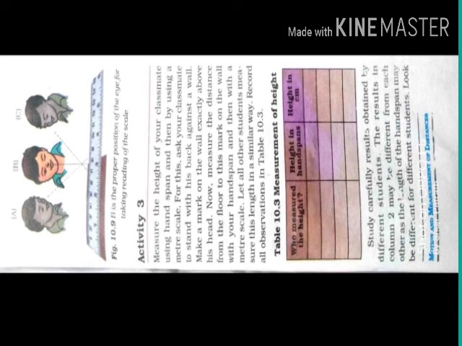Take the measurement of all your family members. Then record all observations in table 10.3. A table is given, table 10.3, measurement of height, on page number 101. There it is given who measured, the height in handspans, and the height in centimeter. So record these observations.